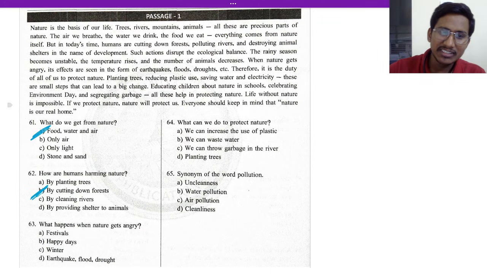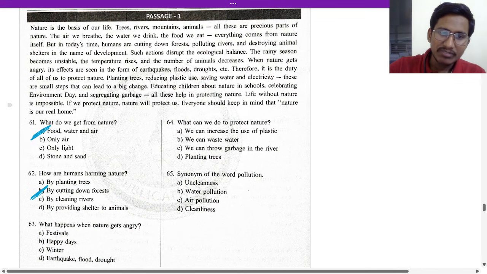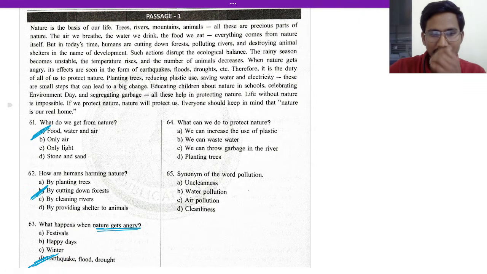By cleaning rivers? That is a good thing. Providing shelters? Yes, that is a good thing. Not that, right? So by cutting down trees. So what happens when nature gets angry? Earthquake, flood and drought will come. Option D will be the answer.